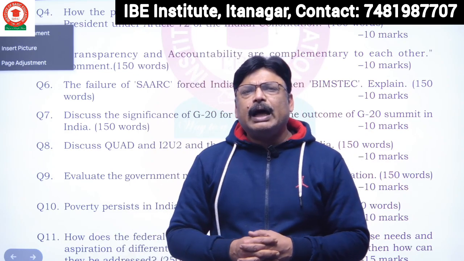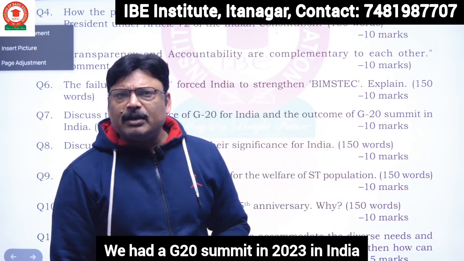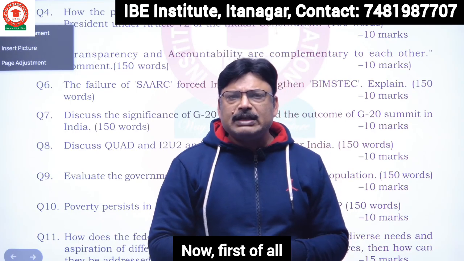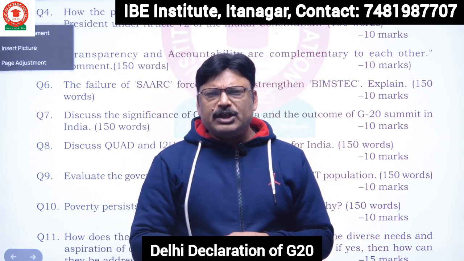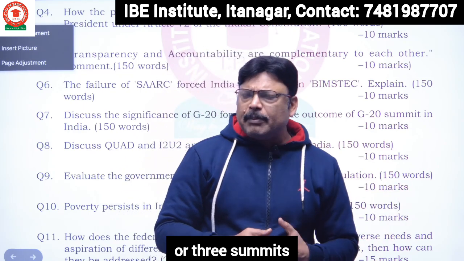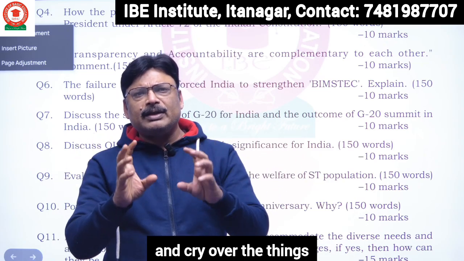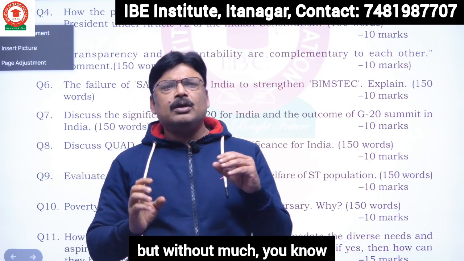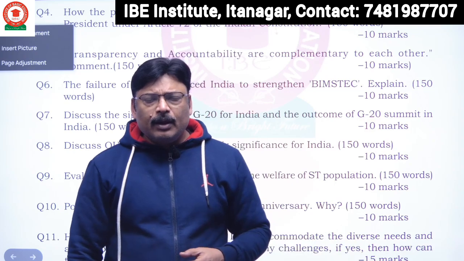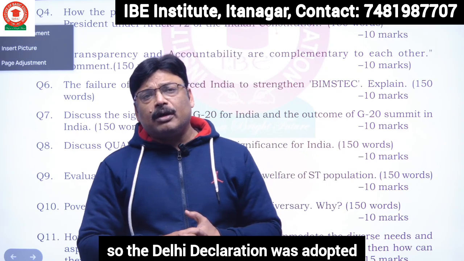Now, the second part of the question is, we had a G20 summit in 2023 in India. What were its outcomes? Many outcomes were there. First of all, the Delhi Declaration of G20 was adopted. It was for the first time in two or three summits that it was adopted without much hue and cry, without voices being raised against it, or without any clash of interest. So the Delhi Declaration was adopted.